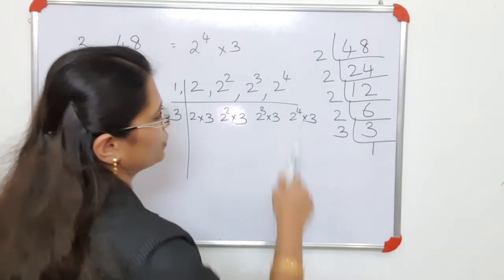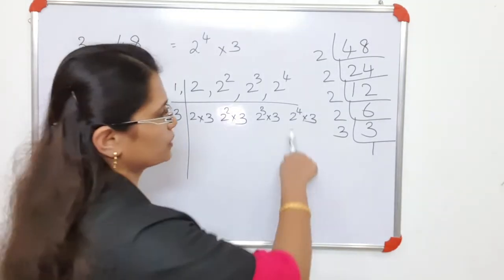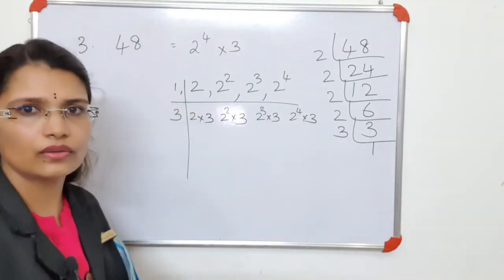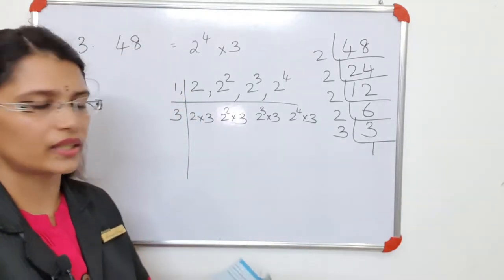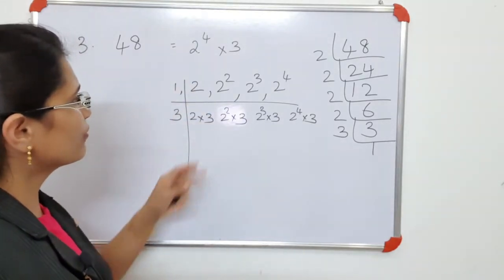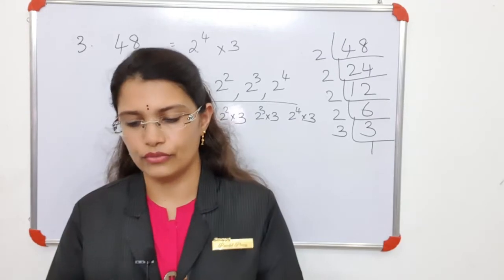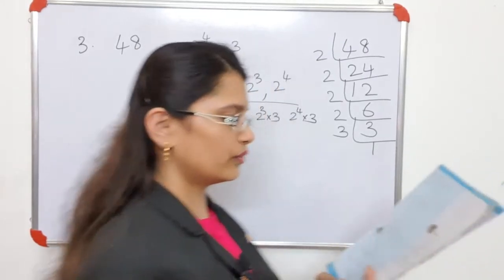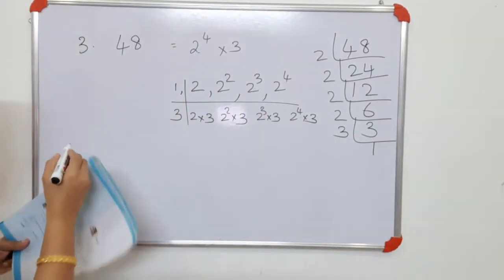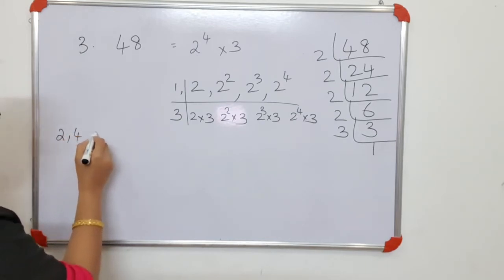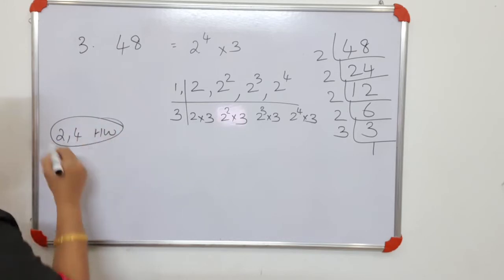Then 2 raised to 4. What is 2 raised to 4? 2 raised to 4 equal to 16. 16 into 3 is equal to 48. Okay. So these are the factors of 48. Then children, fourth question 45, that is homework. So question number 2 and 4 are homework.